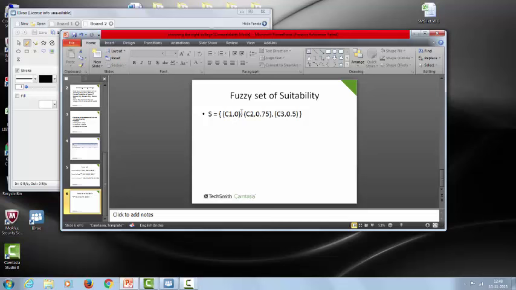Now the most suitable choice would be the one with the highest membership value. That is shown in the suitability set, and it is college C2. Therefore, the logical choice that Greta should make from these three colleges is college C2.